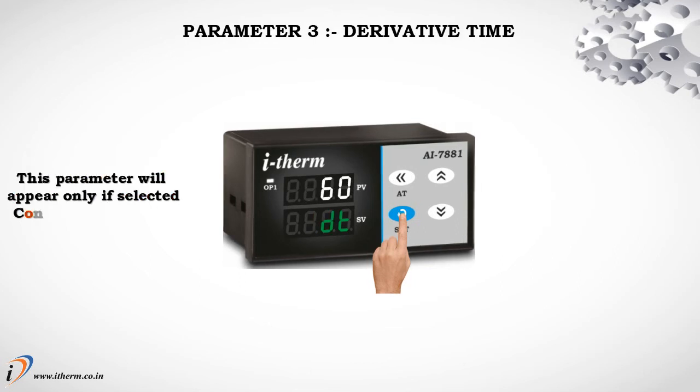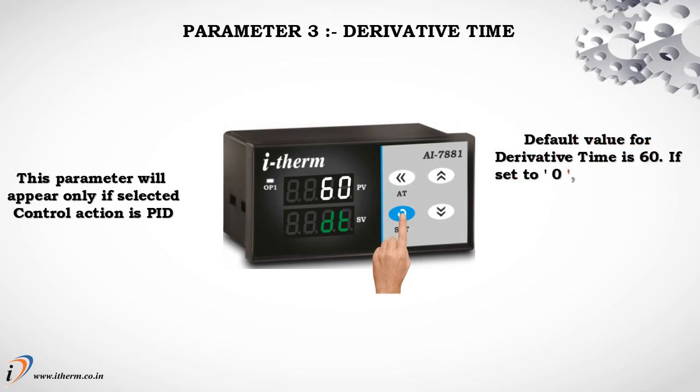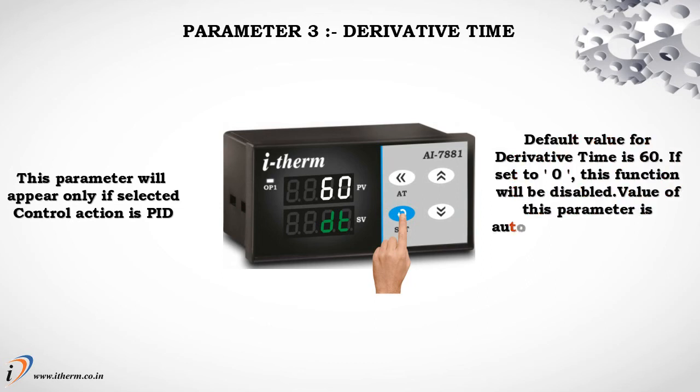Parameter 3, Derivative time. This parameter will appear only if the selected control action is PID. Default value for derivative time is 60. If set to 0, this function will be disabled. The value of this parameter is automatically set by the auto-tune function.